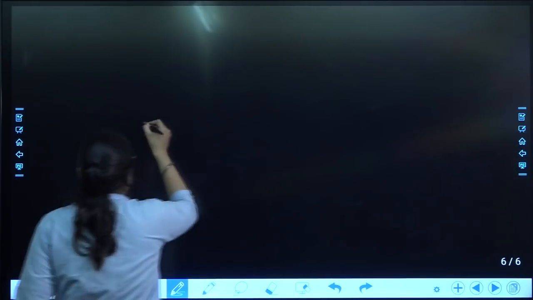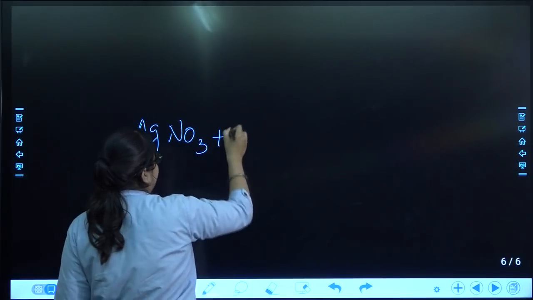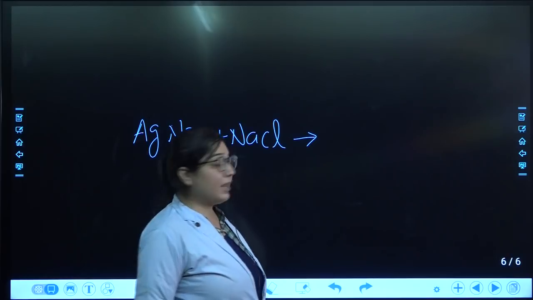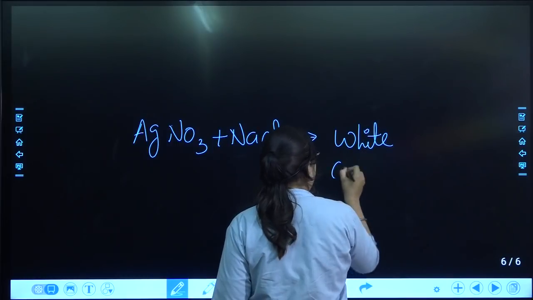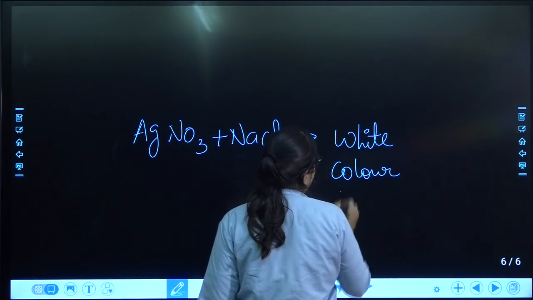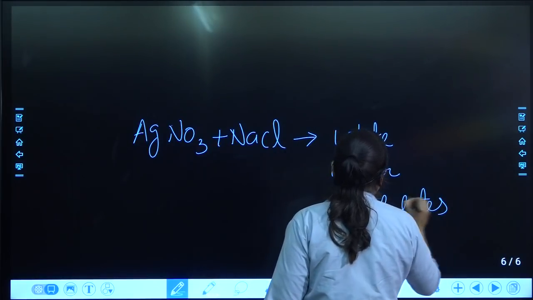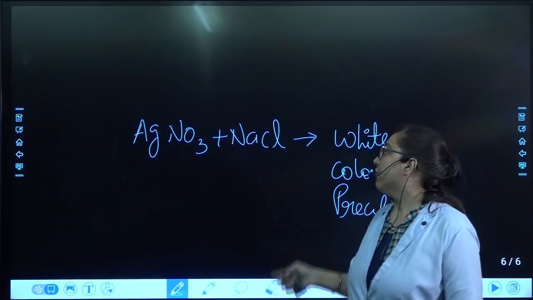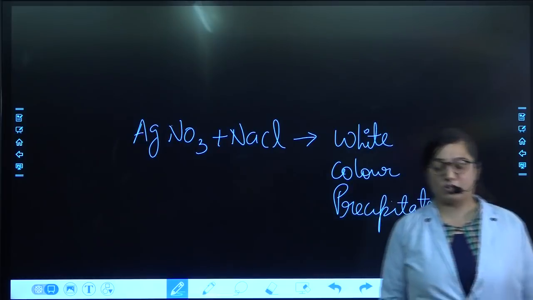The very first one which we will do is this. AgNO3 plus NaCl. If we mix both these solutions, then we get a precipitate of white color. The very first one, AgNO3 and NaCl. First, one by one, we'll see it. Just have a look at this particular reaction.